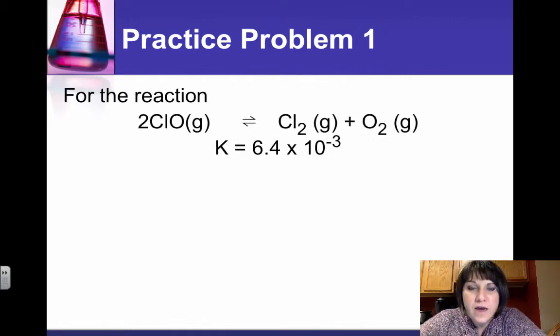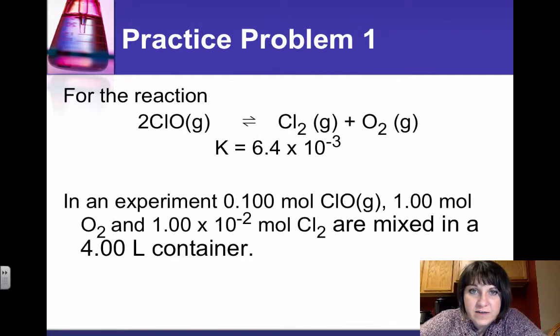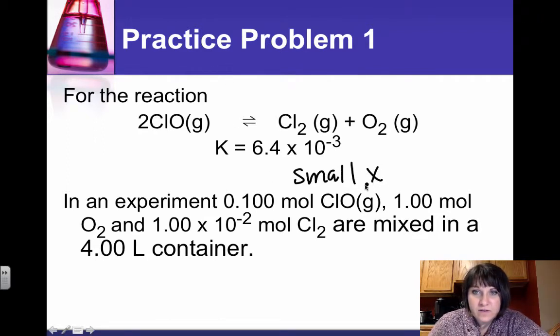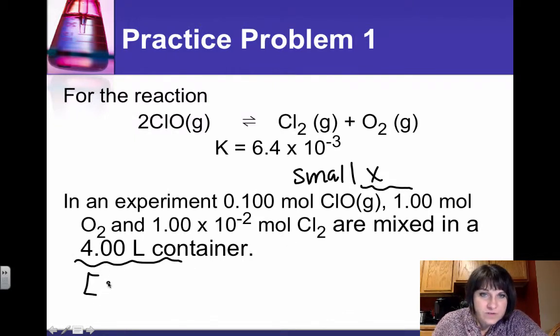I want to show you how we use the value of K to decide where to assign the x. Remember, we're using the small x assumption here, so we want to assign x in such a way that it's going to be the smallest thing in our RICE table. All right, so first of all, what do we even have to start with? 0.1 moles of ClO, 1 mole of O2, and 1 times 10 to the minus 2 moles of Cl2, all mixed together in a 4-liter container. So let's evaluate the concentration of each thing first before we go any further.